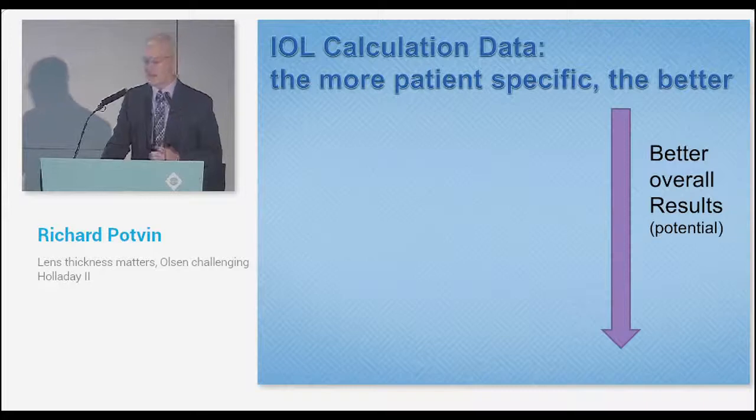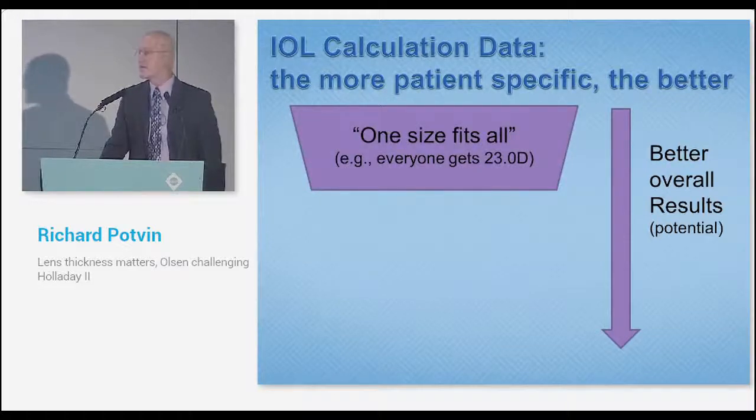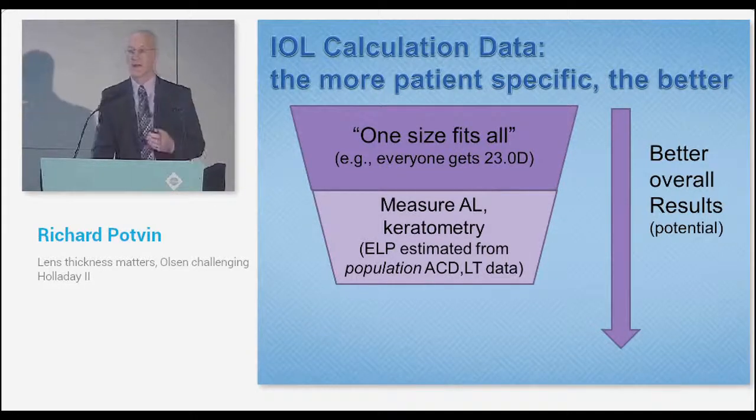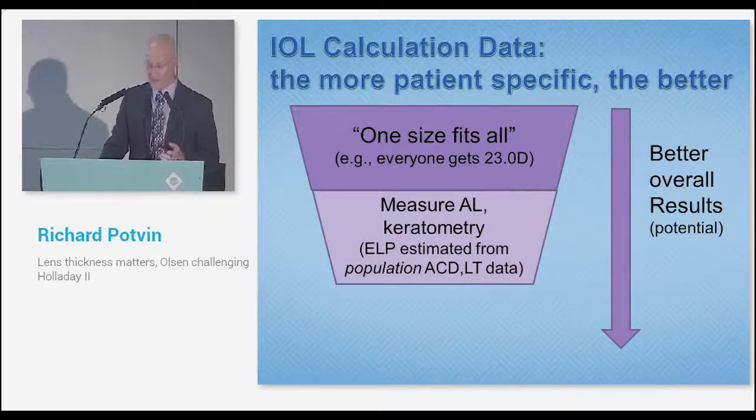Basically, with IOL calculation data, we like to think the more patient-specific I can get, the better I'm going to be. If I looked at a triangle, and started in a very naive way, one size fits all, everybody gets a 23 diopter lens, I'd have a few patients that might be happy, but a whole lot that probably won't be. If I can measure some characteristics of the patient, and these are the easiest, the axial length and the keratometry, then I can get a little closer to what they actually need.